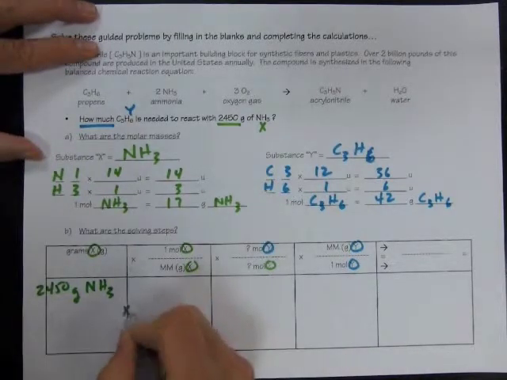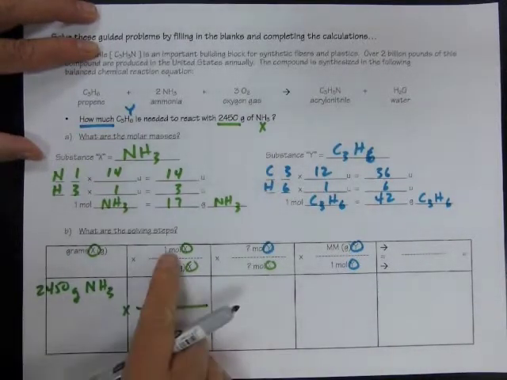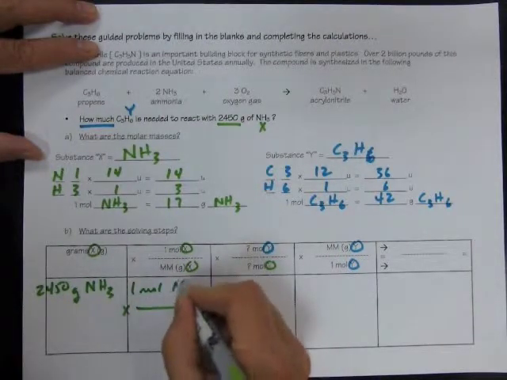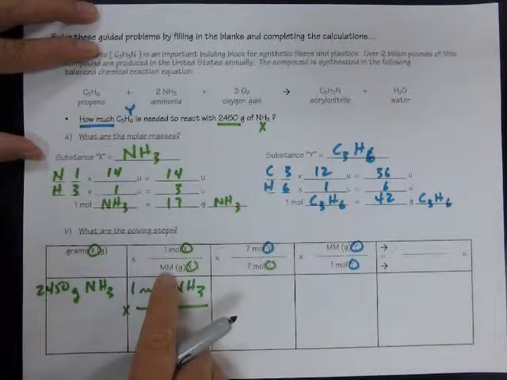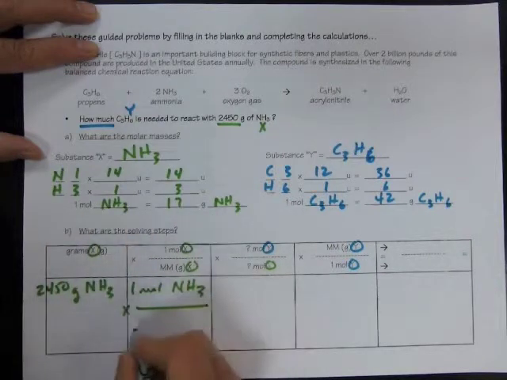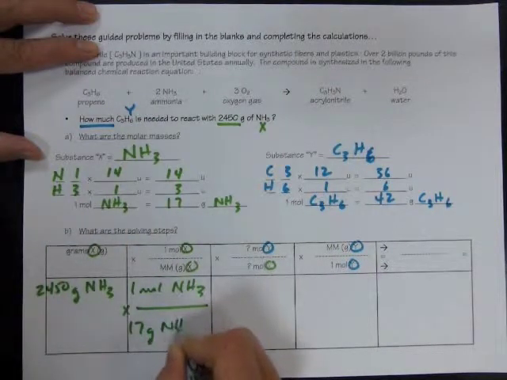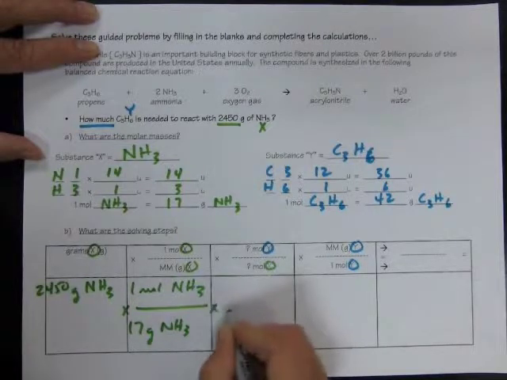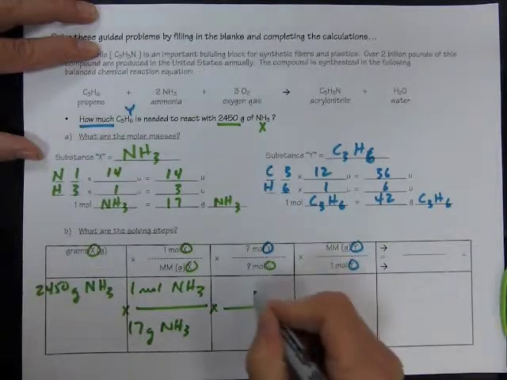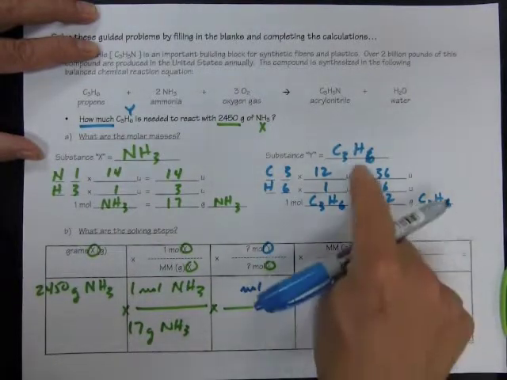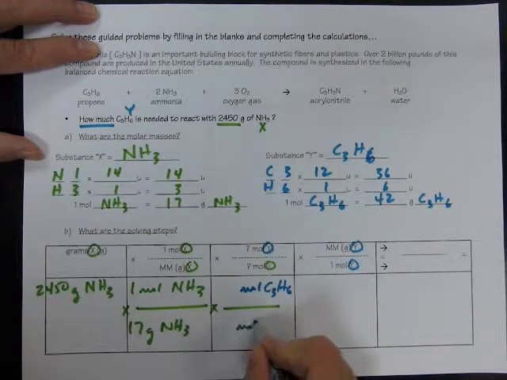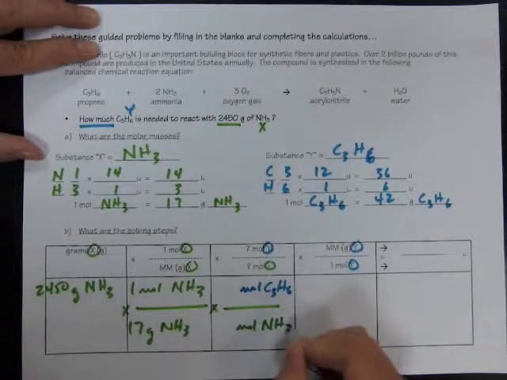And then I'm going to multiply by a fraction. On the top it says 1 mole of X, 1 mole of ammonia. And on the bottom it says the molar mass of X. I calculated that right here. 1 mole of ammonia equals 17 grams of ammonia. Then I'll multiply. And on the top it says moles of my Y substance, so I'm going to write moles of Y, C3H6. And on the bottom it says moles of my X substance, so I'll write moles of ammonia.